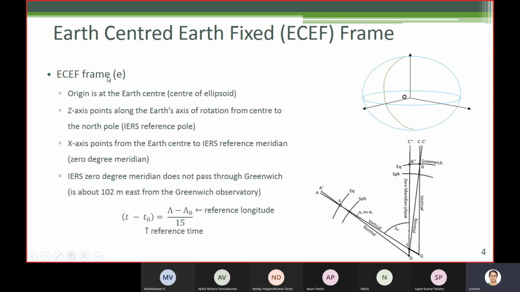Okay, this frame is used as a reference frame, and it can also be used to resolve, to find the components of a vector quantity. So that frame is called a resolving frame. It will be clear to you later.